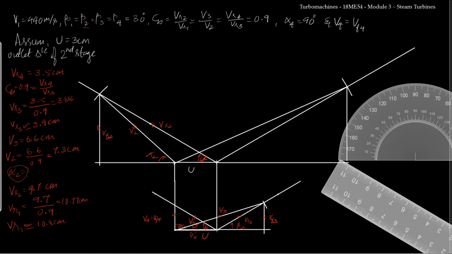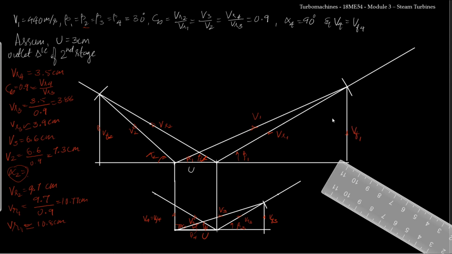And now I'll name the velocities. This is our V1 and this angle will be our alpha 1. This is our VR1 and this angle will be our beta 1 and this is VF1. Now in the problem they haven't asked any angles, so I will close the protractor.